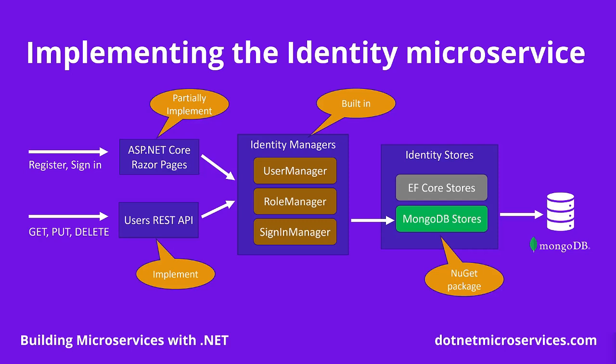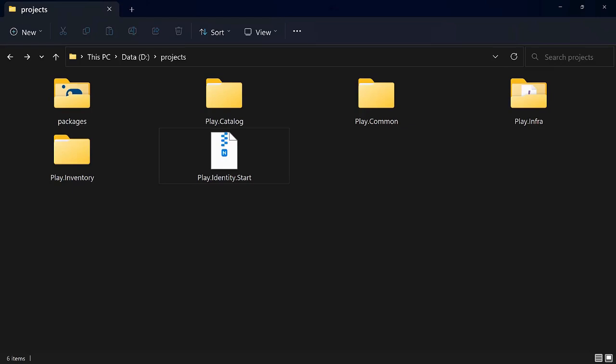Let's go ahead and create our identity microservice. It's time to spin up a new project for our identity microservice. Just like we did with our inventory microservice, we won't create the new project from scratch, but instead we will use the starter project files I have attached to this lesson in the play.identity.start zip file, just under this video. Please download the zip file and extract it into a location in your box.